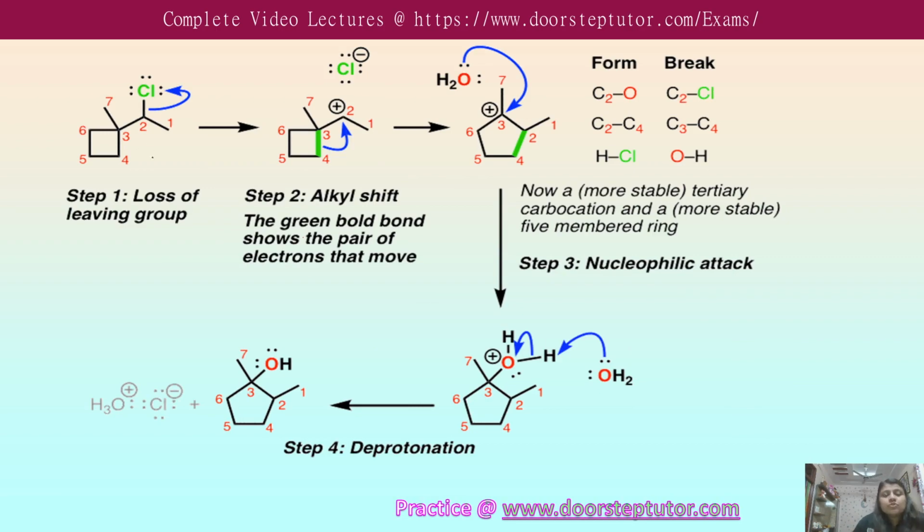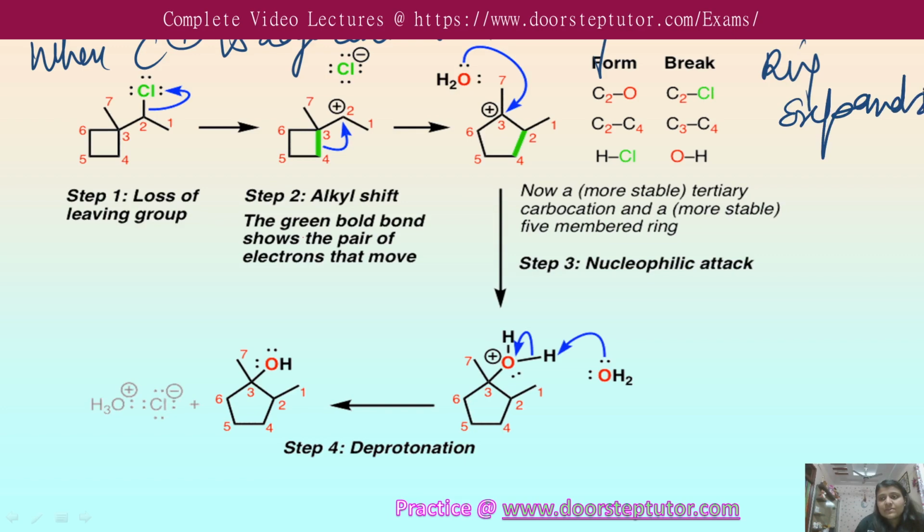Now consider this: here we have the leaving group, and the leaving group leaves from this particular side. There is a formation of carbocation. As the carbocation forms adjacent to the ring, the ring will expand. Always remember that when the carbocation is adjacent to the ring, the ring expands to a 5-membered ring, and there is an attack of the nucleophile. H2O is a nucleophile. It will attack here. The deprotonation step will happen, and after the deprotonation you will get a product.